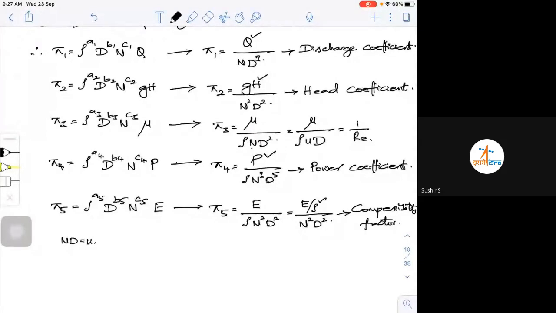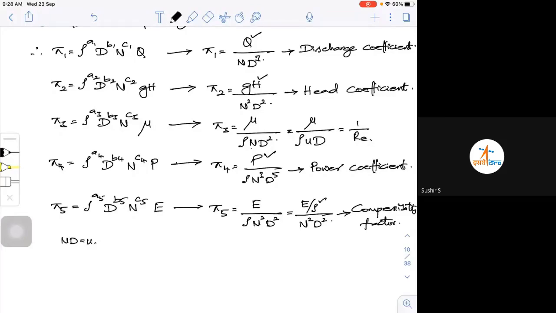Now among all these 5 parameters, we will look into the discharge coefficient, head coefficient and power coefficient more frequently, because Reynolds number automatically comes into our turbo machines based on the type of flow and the velocity of the flow. Compressibility factor is dealt with whenever we deal with compressible fluids, say in gas dynamics, where the compressibility effects are felt very large. Otherwise, for most turbo machines, the discharge coefficient, head coefficient and power coefficient become significant for us.